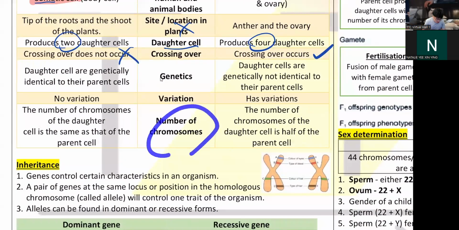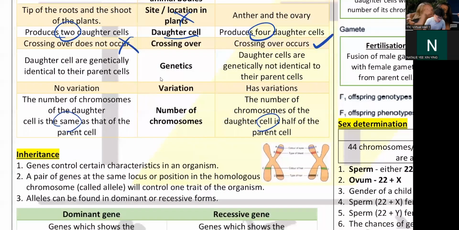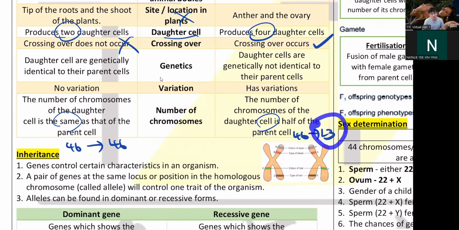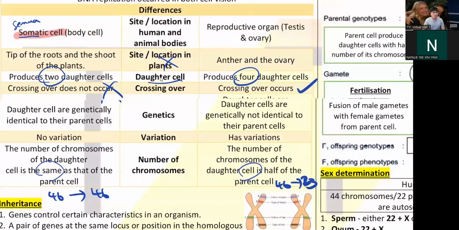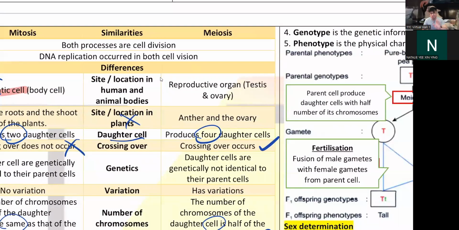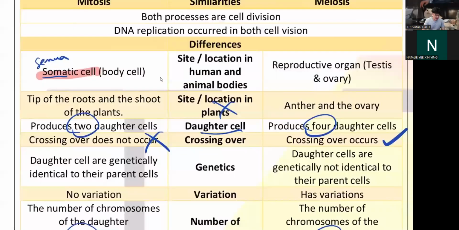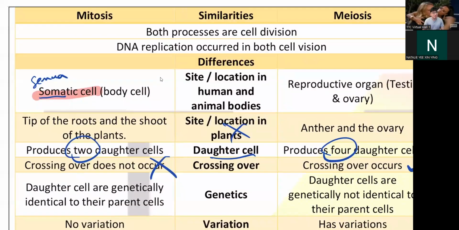And then number of chromosomes, same, half. So if I start with 46, I will end up with 46. And for meiosis, if I start at 46, I will end up at 23. This is why your dad's sperm has 23. Your mom's ovum has 23. This is why you become 46. All right. So as you can see, meiosis is very specific. They are only for reproduction. But mitosis is for everything.